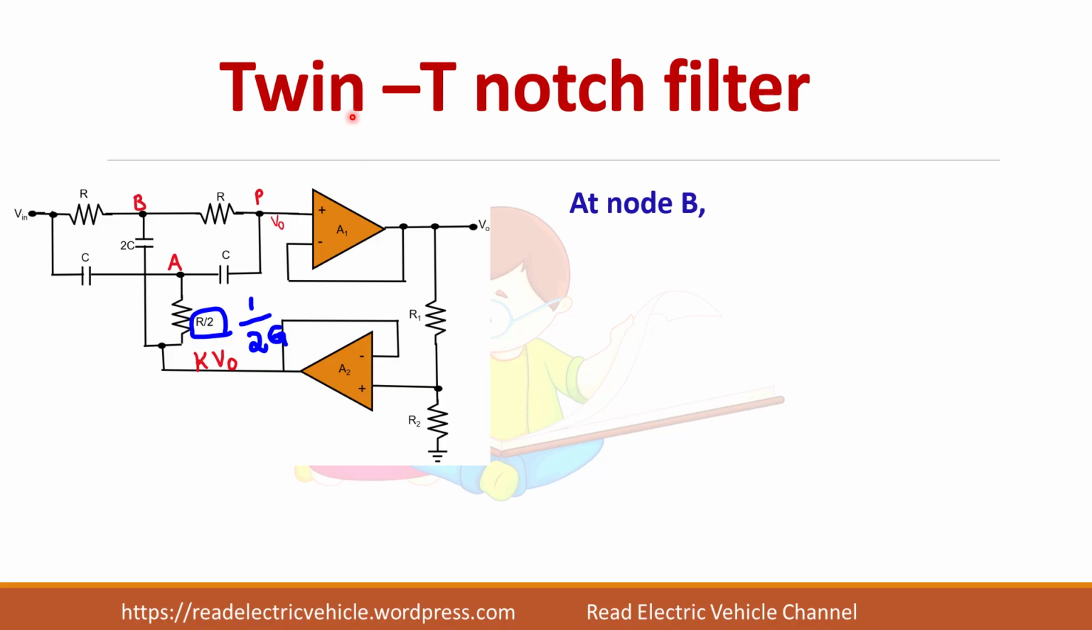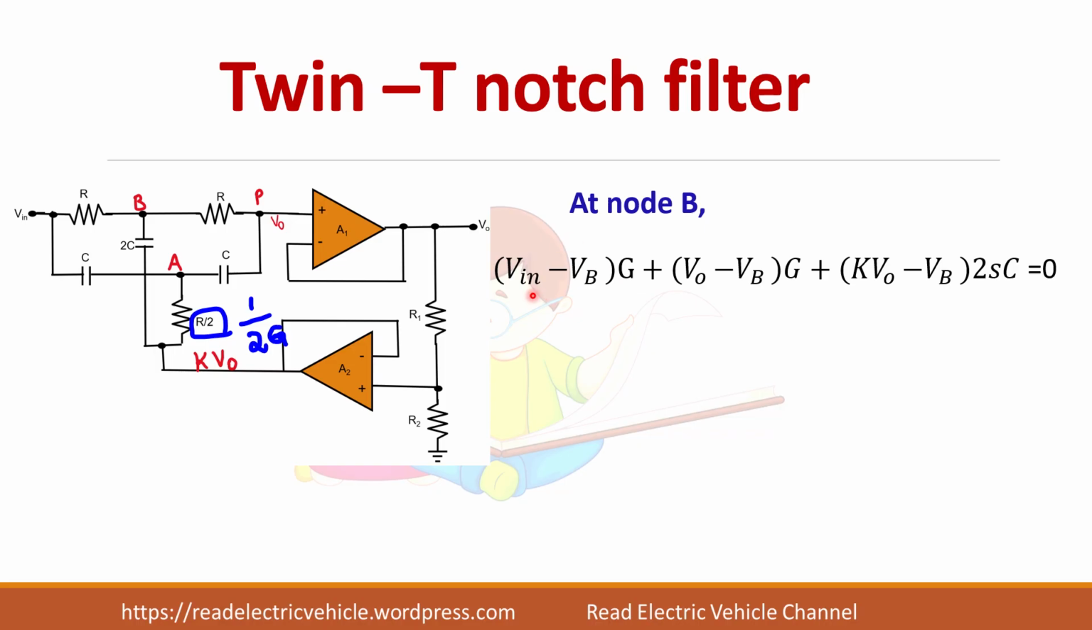At node B, we can write the equation again. Vin minus VB into G plus this point V0 minus VB into G, and this B is again connected to this point. So KV0 minus VB into 2SC is equal to 0.